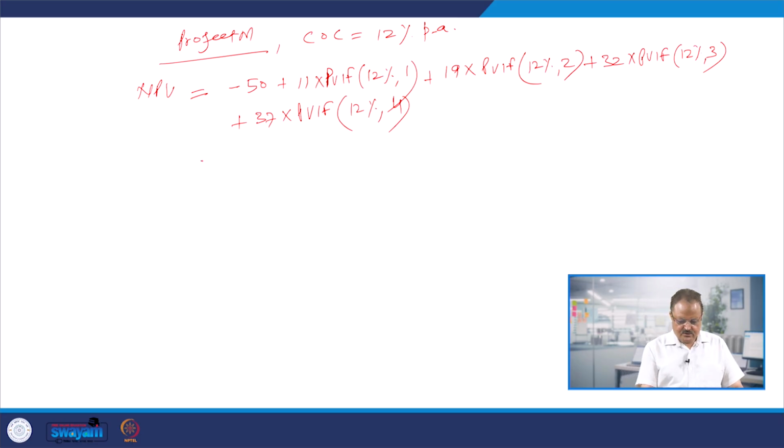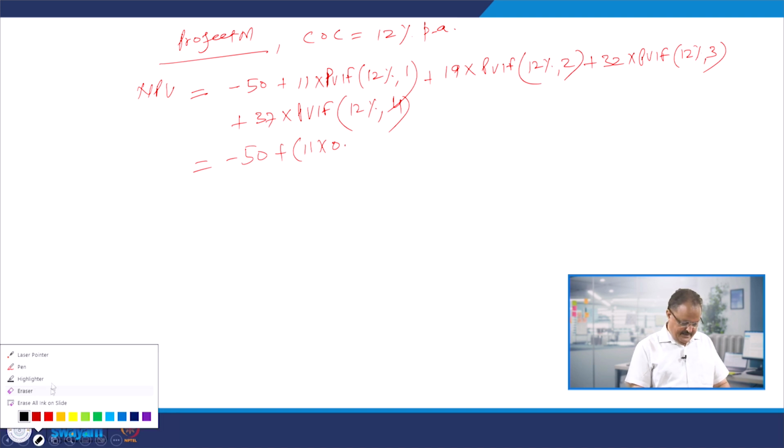So if you try to solve this, you take the present value interest factor from the PVIF table. So it is minus 50 plus, first we multiply this 11 into, how much? 0.893. This is going to be 0.893. So we will be taking this.